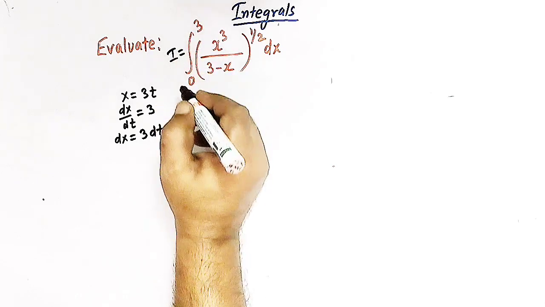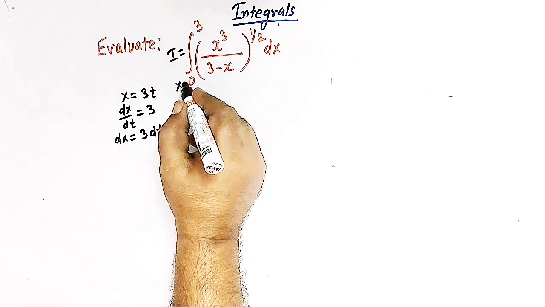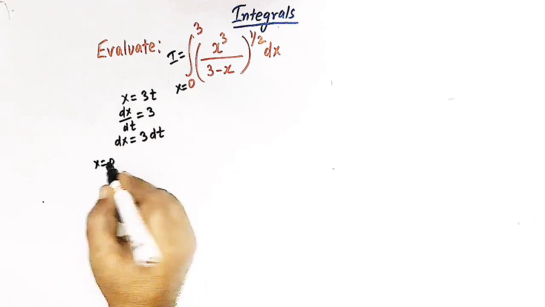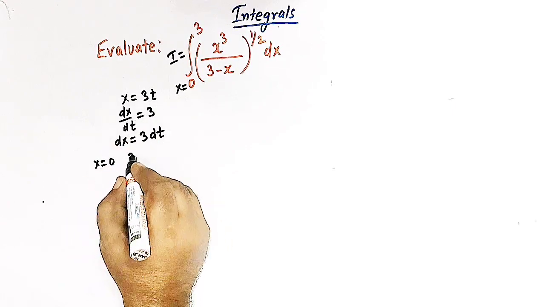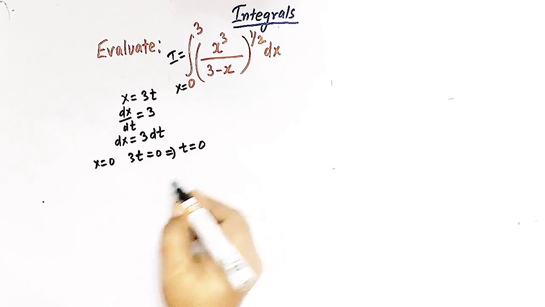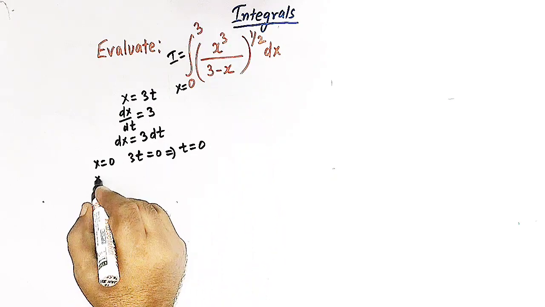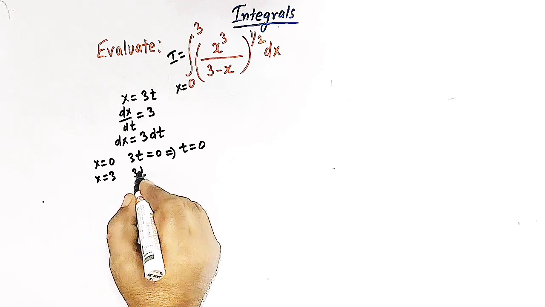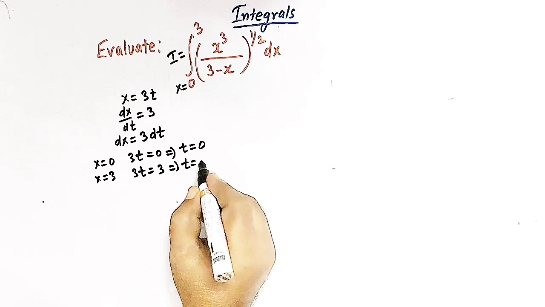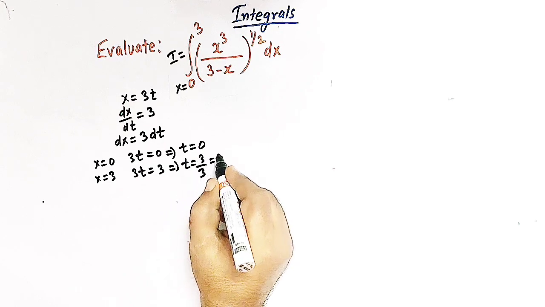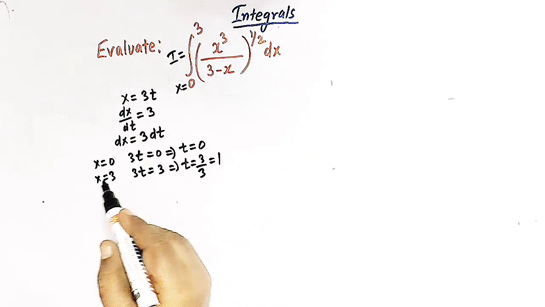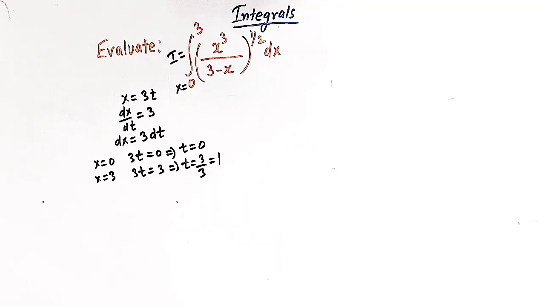And now here the limits of integration vary from 0 to 3. So when x is equal to 0, then 3t is equal to 0, and this implies t is equal to 0. And when x is equal to 3, then 3t is equal to 3. So t is equal to 3 over 3, that is equal to 1. So when x varies from 0 to 3, then t varies from 0 to 1.